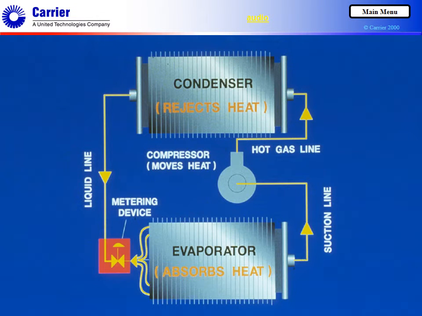The liquid metering device is located between the condenser outlet and the evaporator inlet. High-pressure, high-temperature liquid refrigerant from the condenser enters the metering device. The refrigerant leaves the metering device as a low-pressure, low-temperature mixture of liquid and vapor.